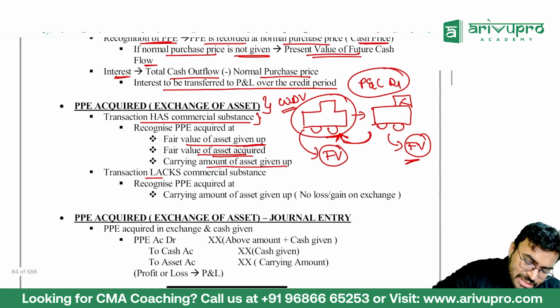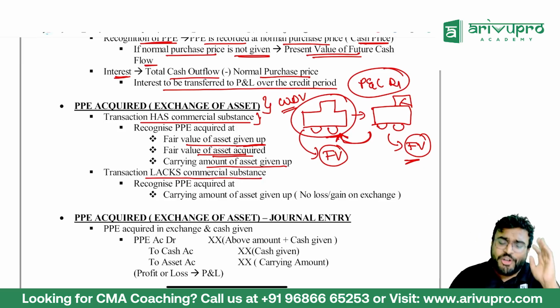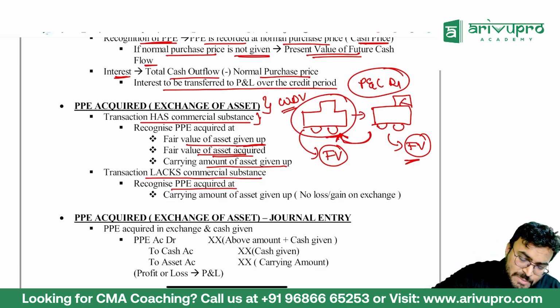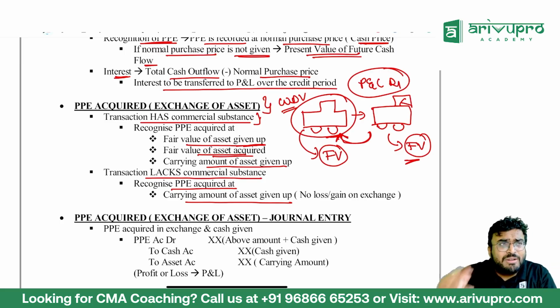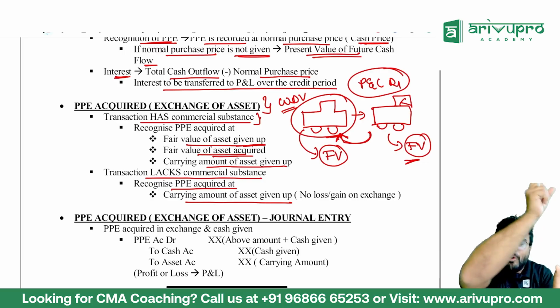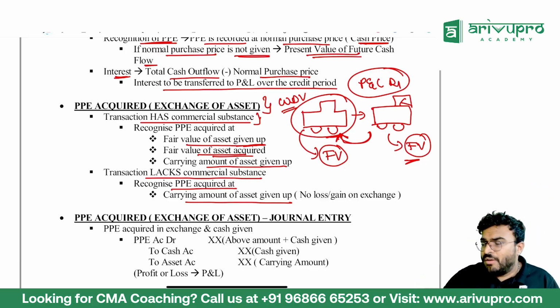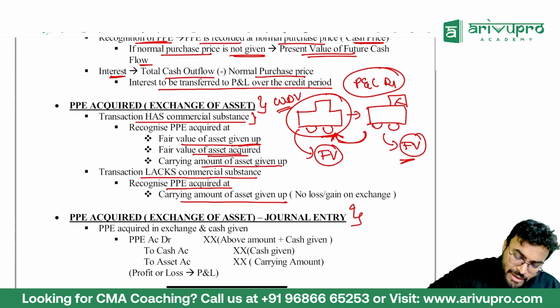Clear? Transaction lacks commercial substance. That is, by exchanging you're not getting any extra benefit. So what are you going to do in such a case? Recognize PPE acquired at the carrying amount of the asset given up. That means, what is the WDV of the old asset? This will be removed. The same value will be the value of the new asset. That means this goes and just a new asset comes into the picture. That's it. Okay, guys.